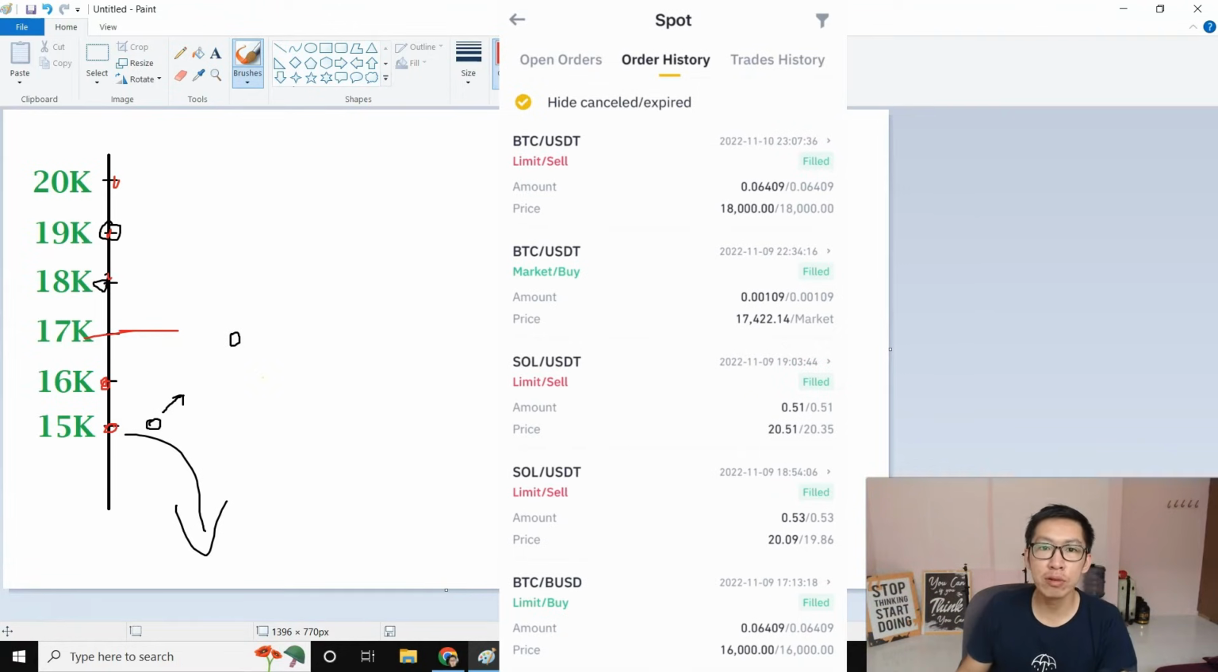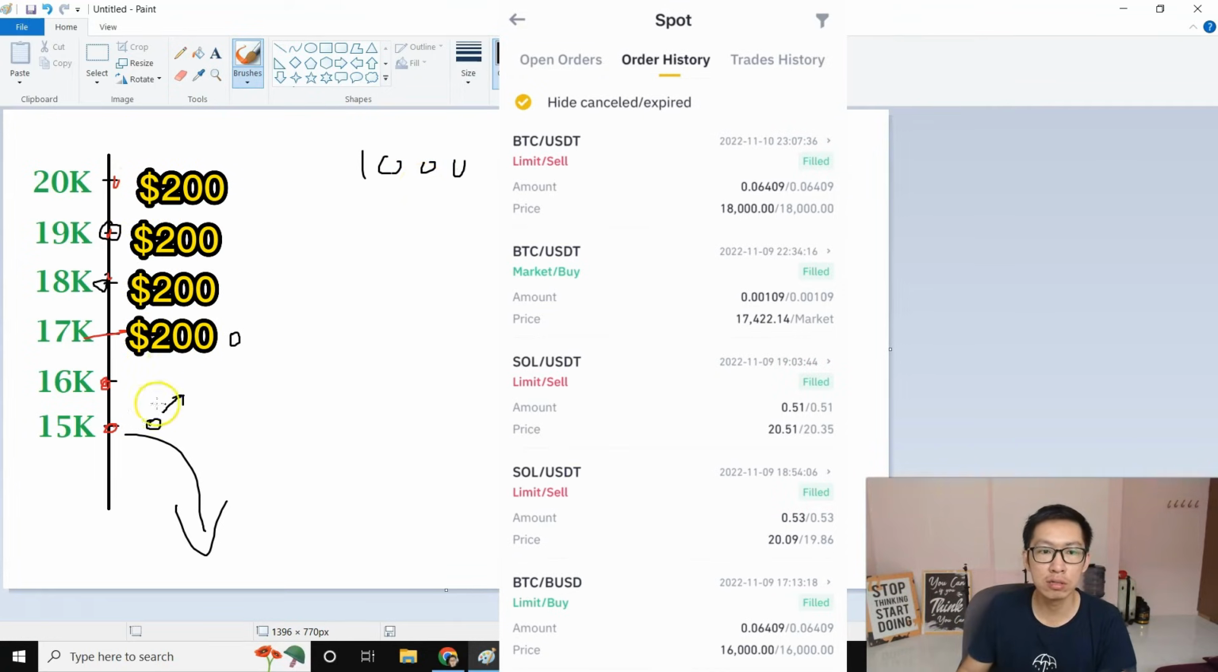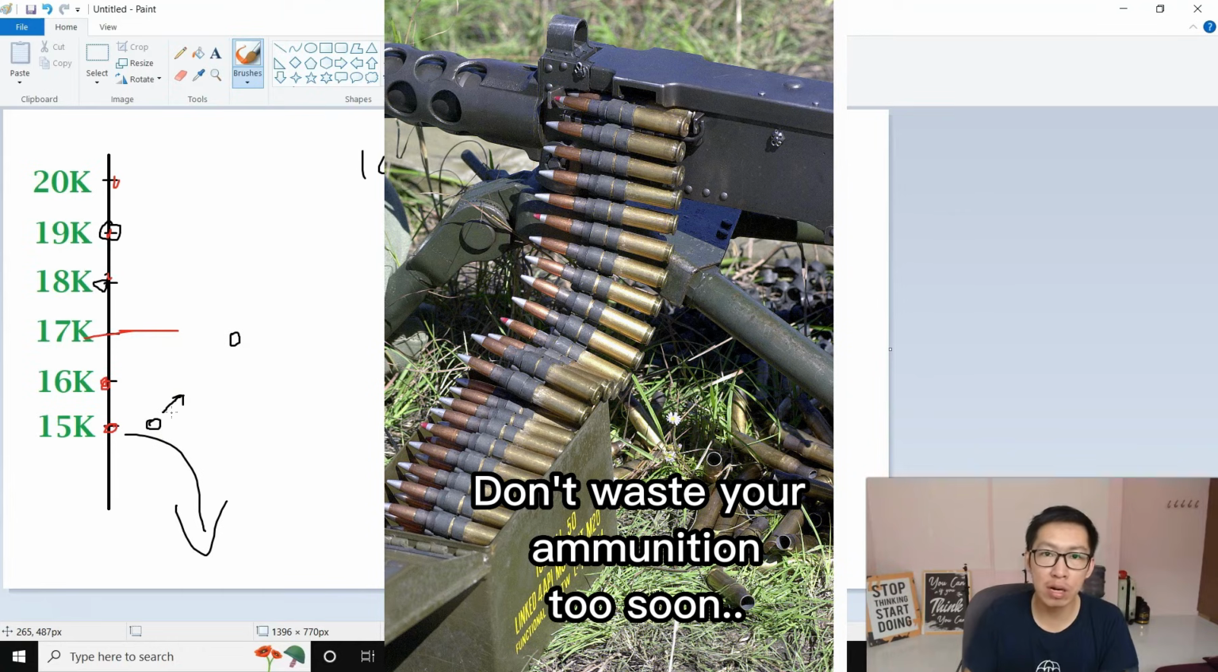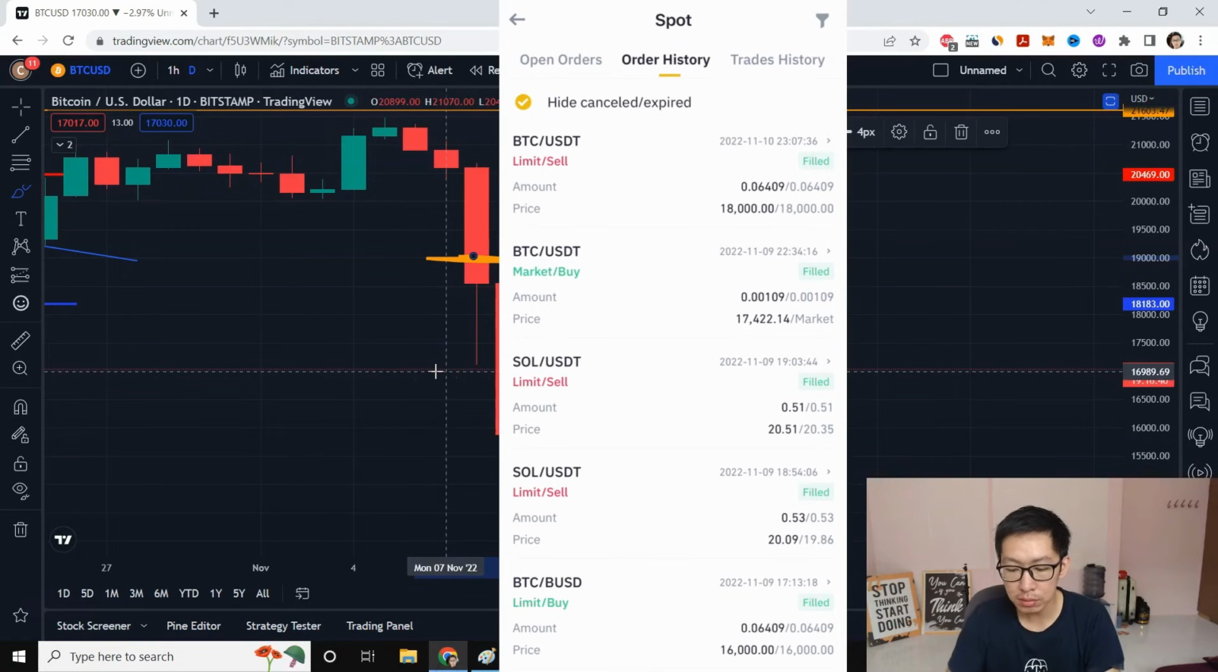So let's say you have only $1,000 to invest, you gotta divide it by 5. Maybe you put $200 here, $200, $200, $200, $200. So you don't lose your ammunition, guys. It's like going to war. You don't waste your ammunition on one enemy, right? You gotta prepare some ammunition for other enemies. So that's my whole strategy to buy low and sell high, guys.